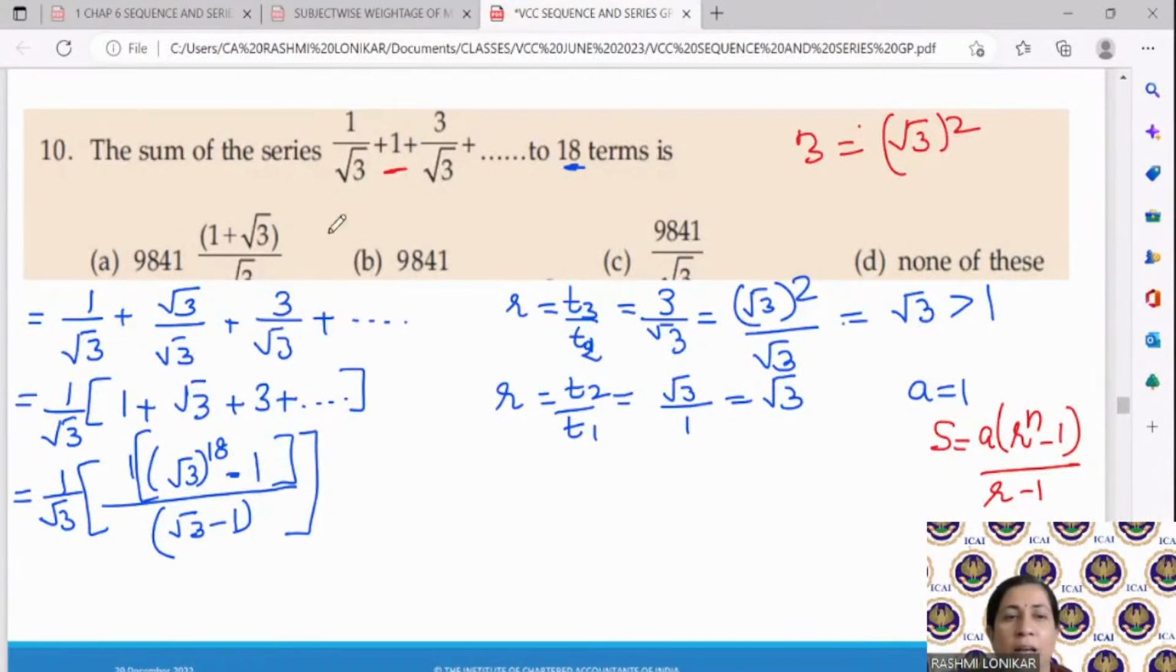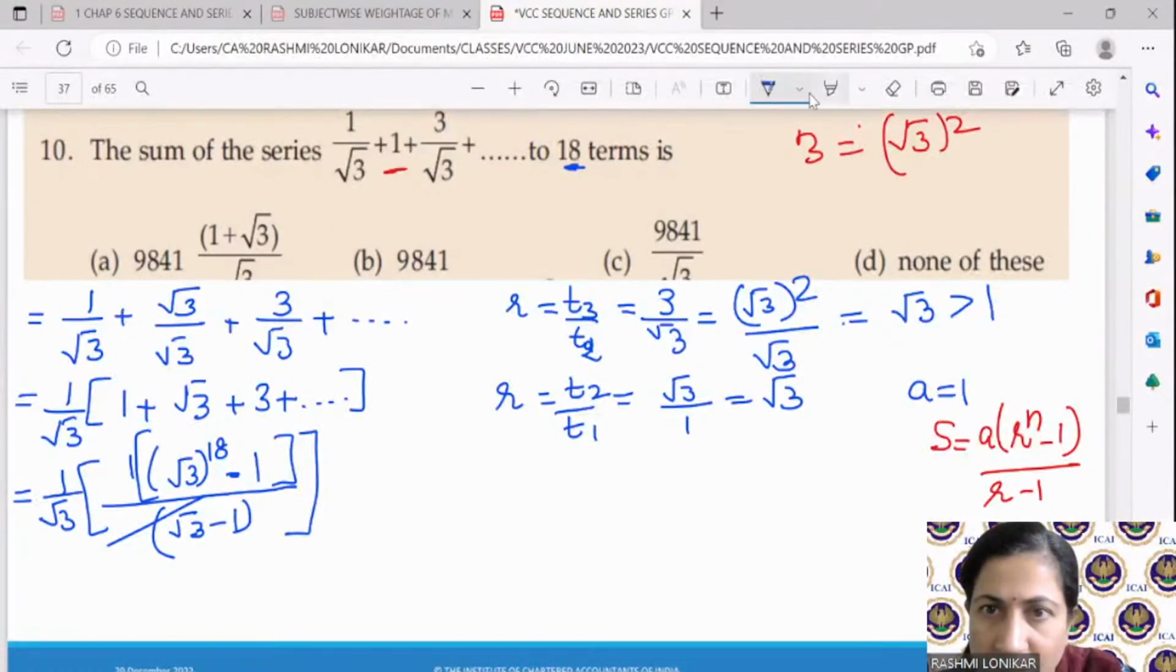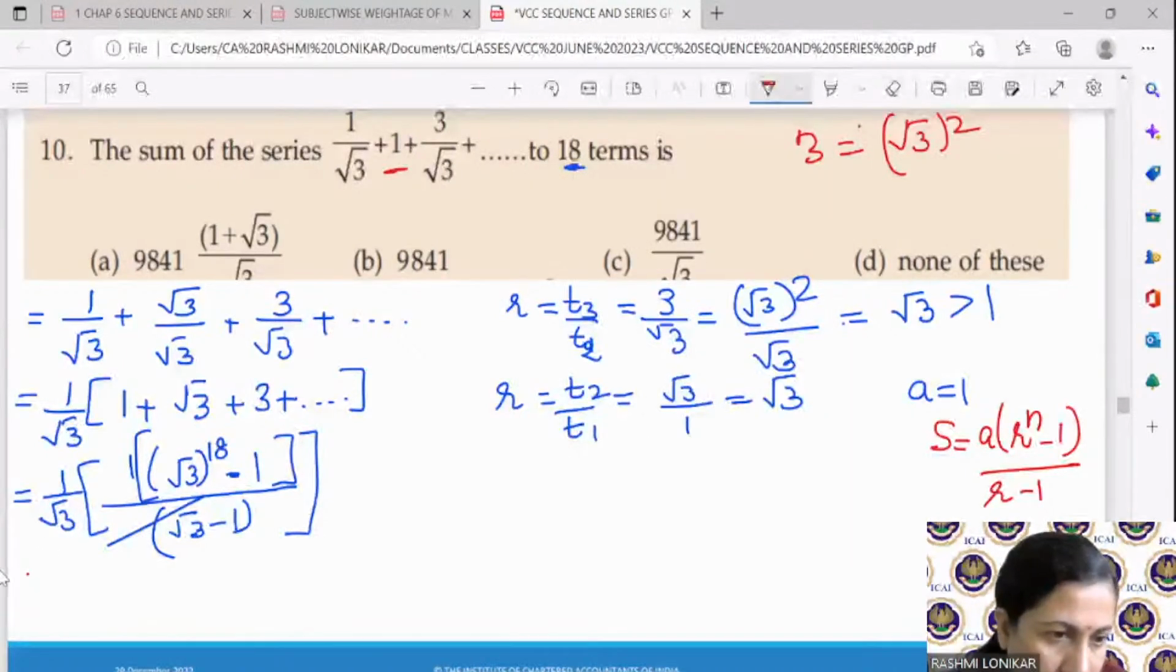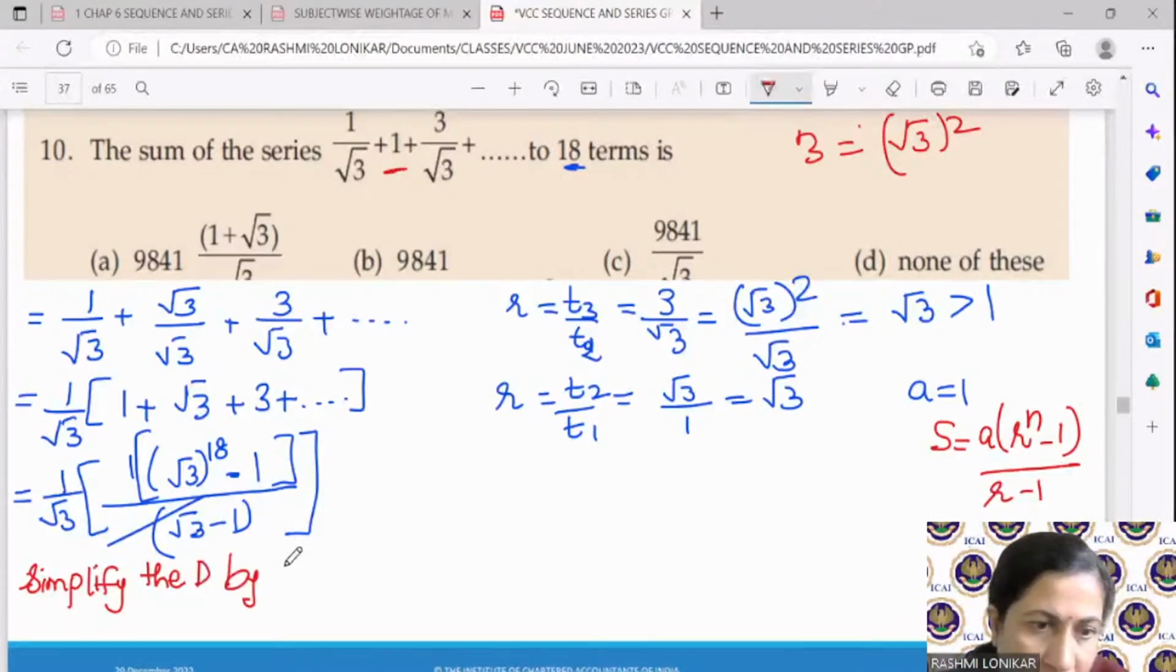Second option is that you convert all this into a decimal value and find out. Whatever decimal value you have over here, you compare with the answer and you can get the answer. Okay. So here, because the answer is in this fashion, you do this thing. If you remember in maths, simplify the denominator by multiplying and dividing by root 3 plus 1.